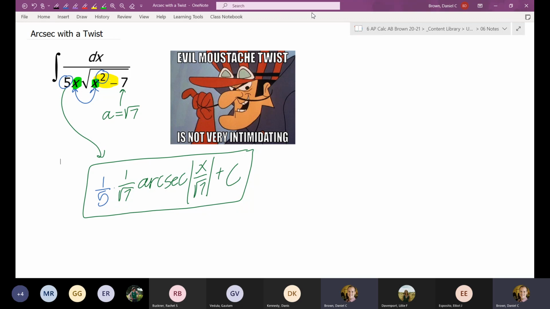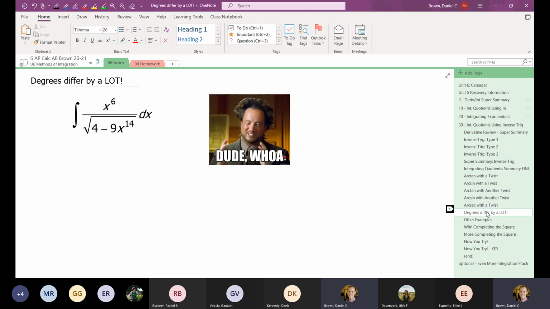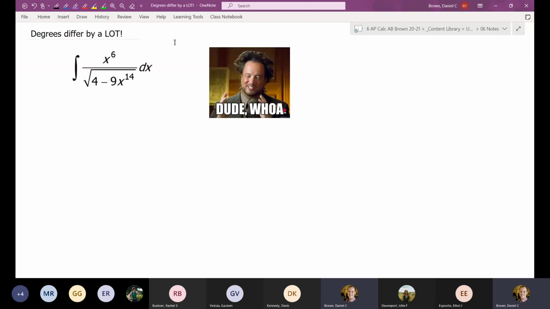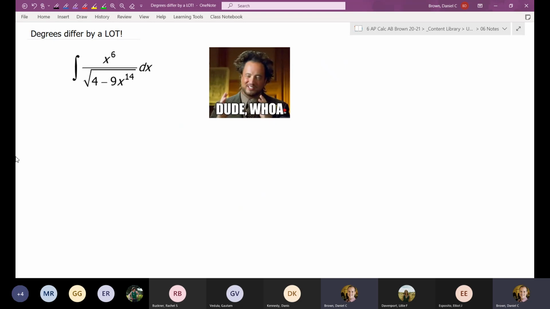All right, the next one I didn't get to, that I wanted to do, is this next one. Degrees differ by a lot. First off, the main reason we know we are going to be doing an inverse trig problem is that it is going to be obvious when the degree of the denominator is bigger than the degree of the numerator by more than 1. In all the other examples it's just been bigger by 2, but it is going to be true whenever you see it bigger by more than 1.